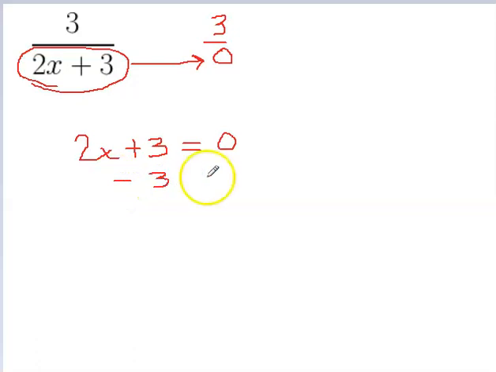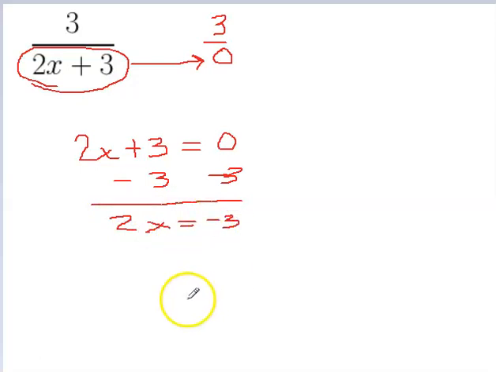So subtract 3 on both sides. And you're going to have 2x equal negative 3. And then you're going to divide both sides by 2. And you get that x is equal to negative 3 half.